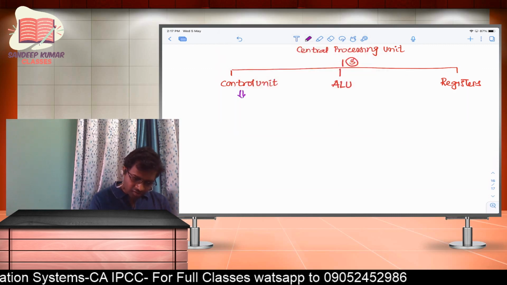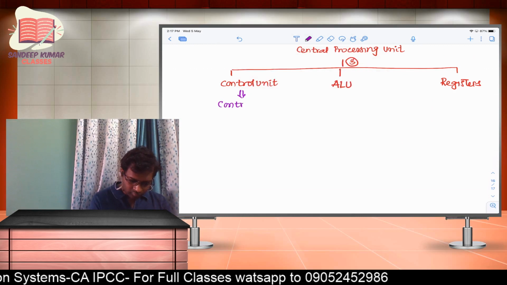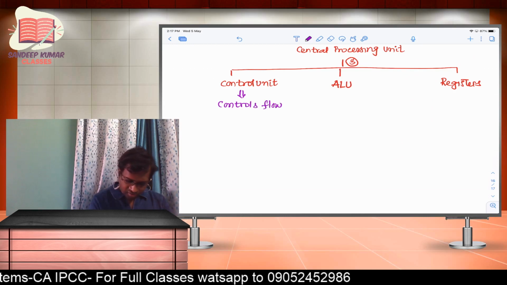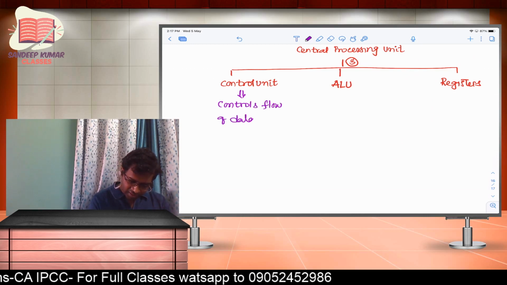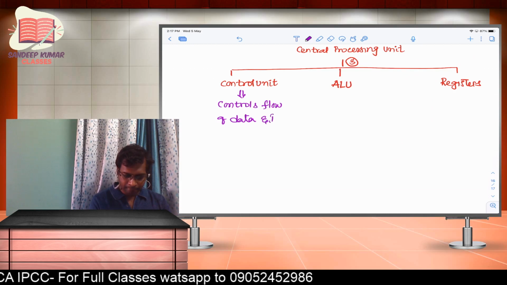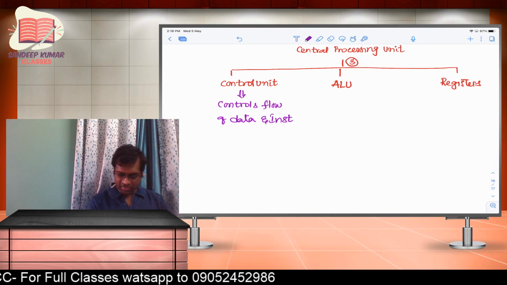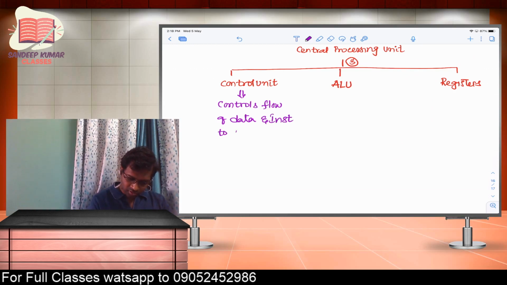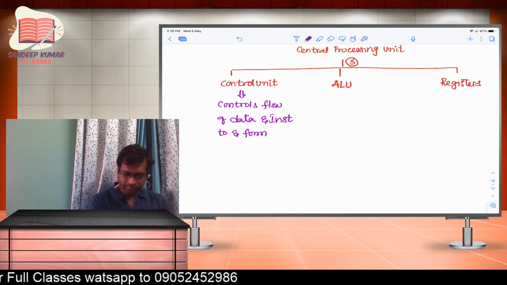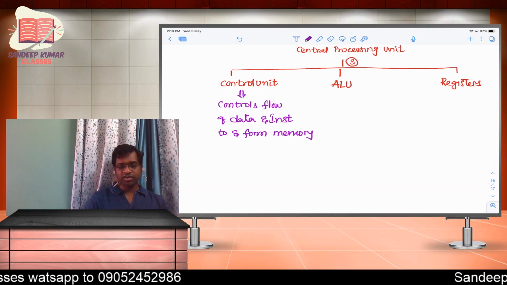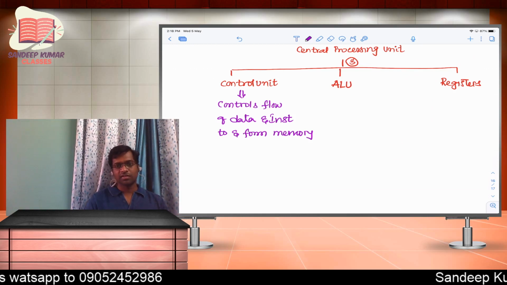The control unit controls the flow of data and instructions to and from memory. Here INST means instruction. So what is memory? Generally, we call it main memory. So what is a control unit? The control unit controls the flow of data and instructions to and from memory.